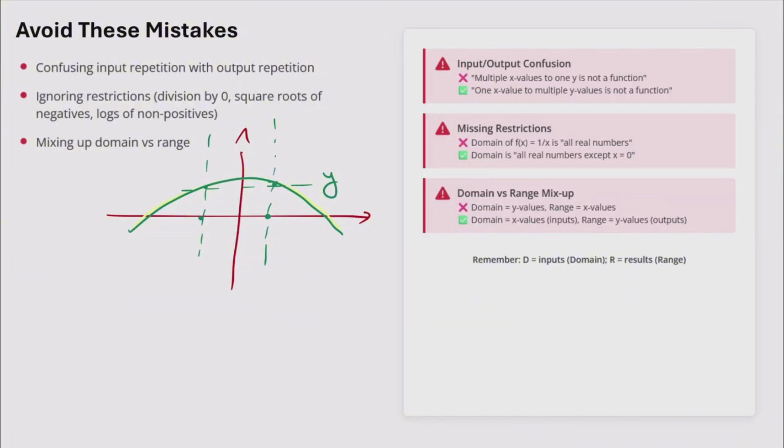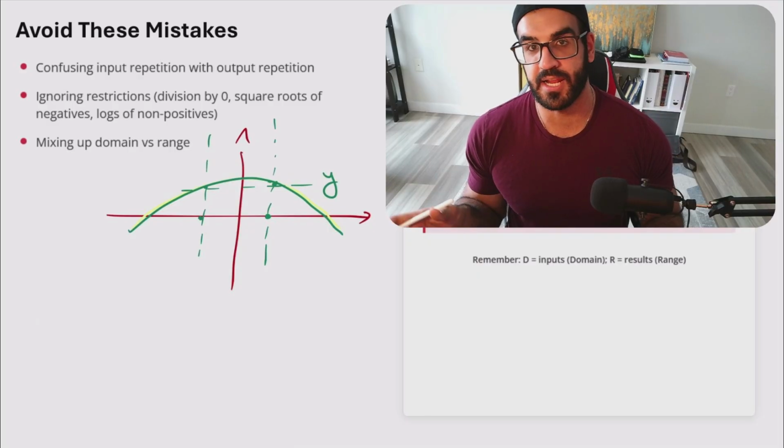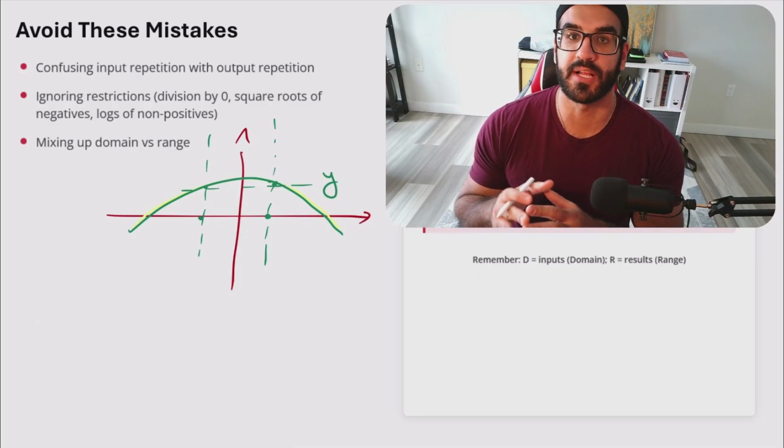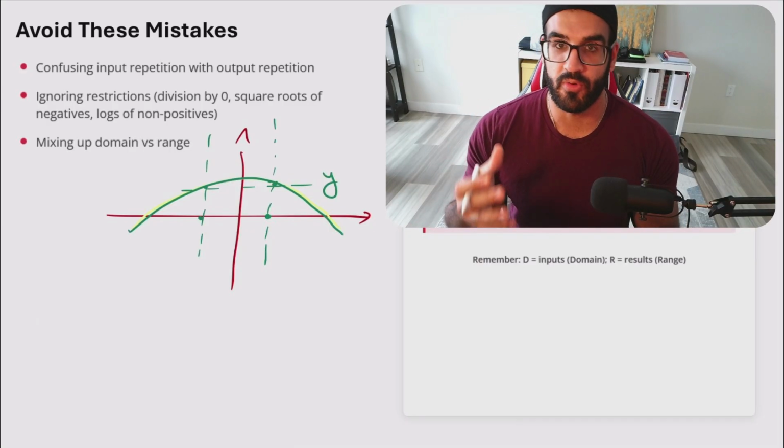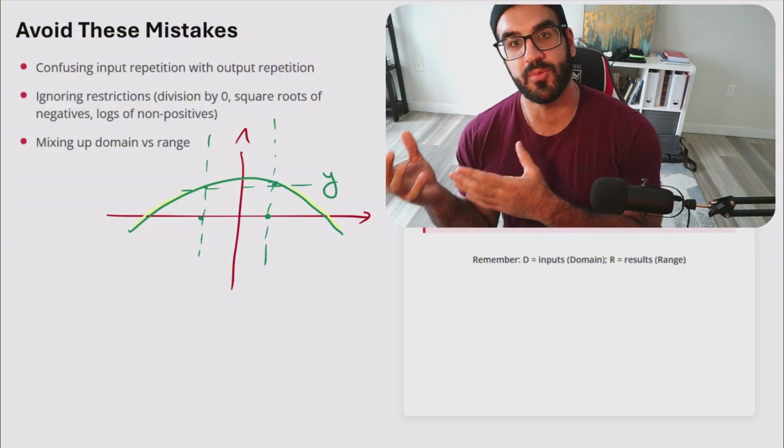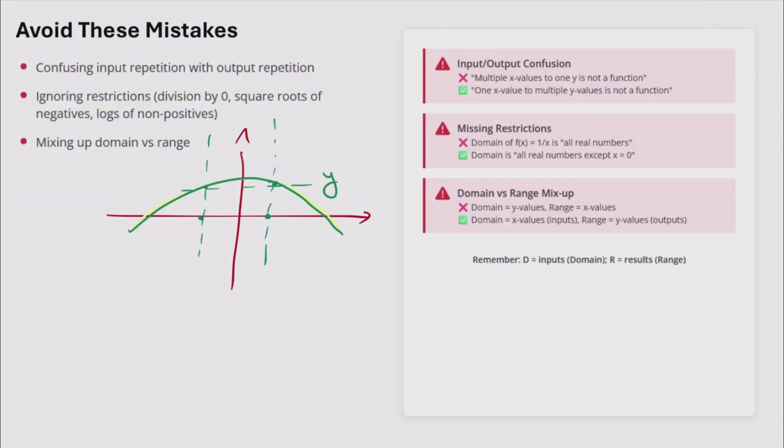And at the end, you're going to mix up domain and range again and again. Domain means whatever number is acceptable for my x. Range means whatever number is acceptable for my y. So let's see a couple of examples.